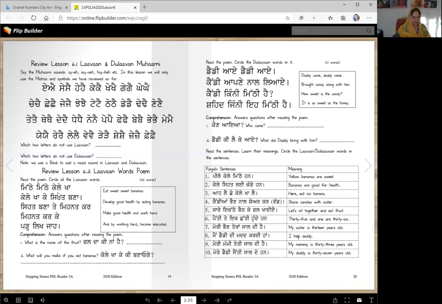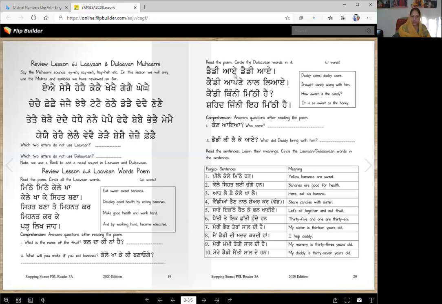Mithe mithe kele kha, kele kha ke, sehat bana te, mehnat kar ke pad lik ja. So when you eat kele, you'll become healthy. When you become healthy, you will study hard and you'll become educated. Okay? And here are two questions. You will write their answers.